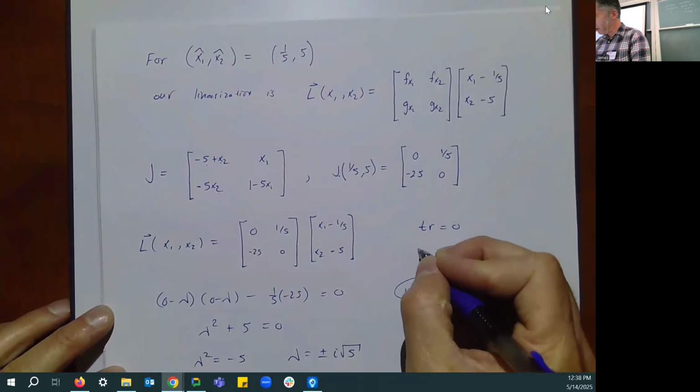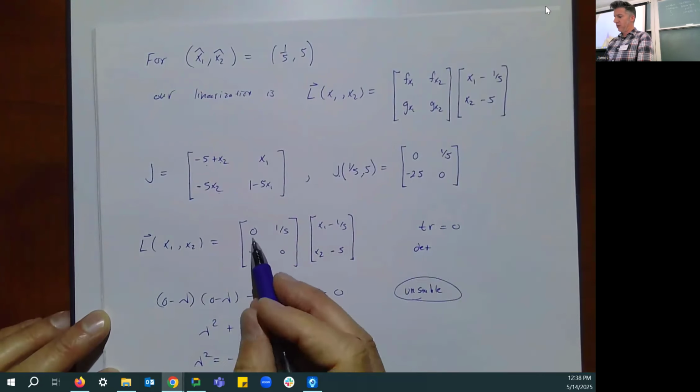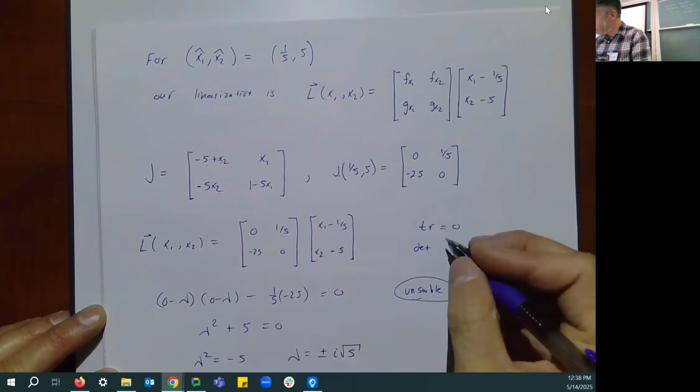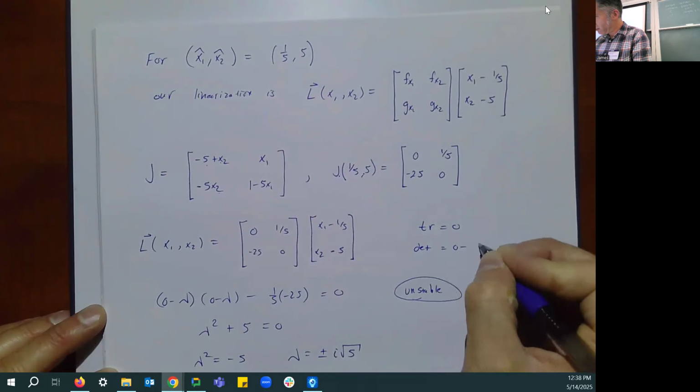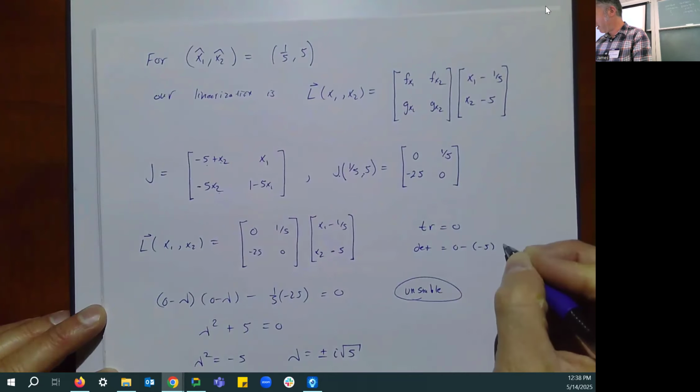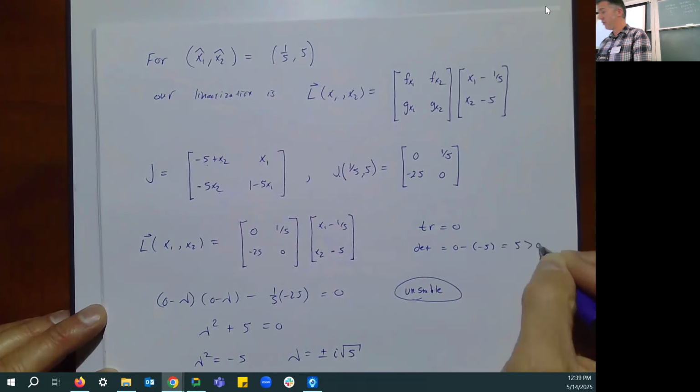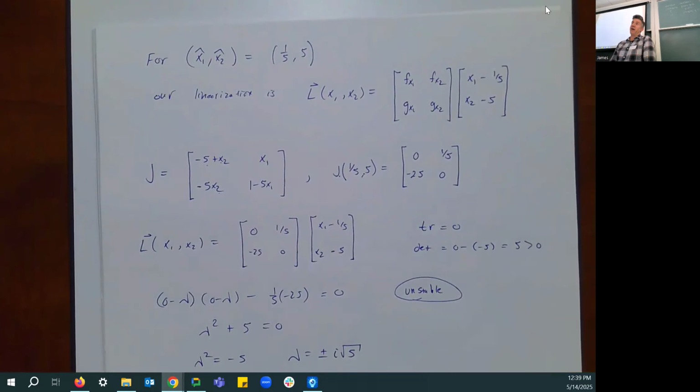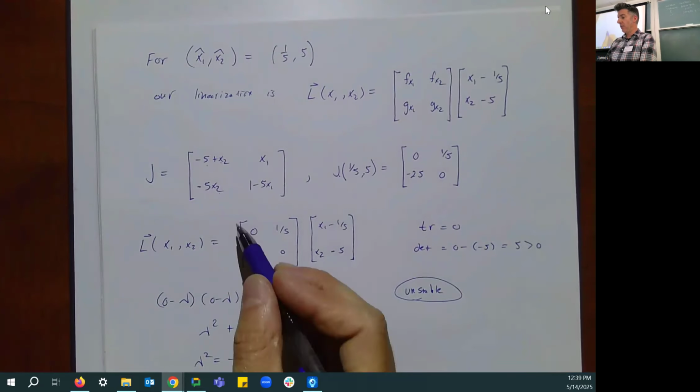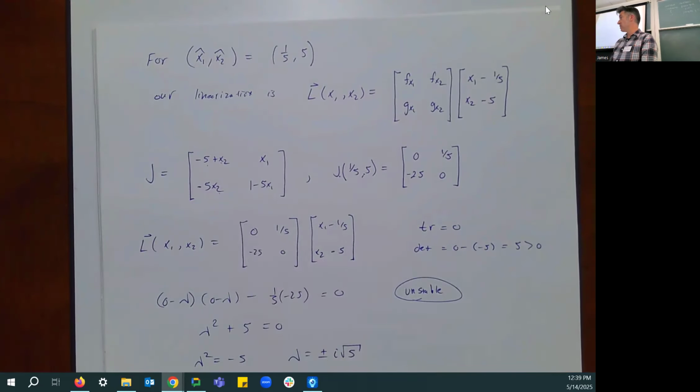And my determinant is, what is my determinant? 0 minus negative 5, so that's not a problem. My determinant is positive, but my trace isn't negative. So we fail to meet the conditions of stability here. You add up the diagonal parts. So my trace here is 0 plus 0.